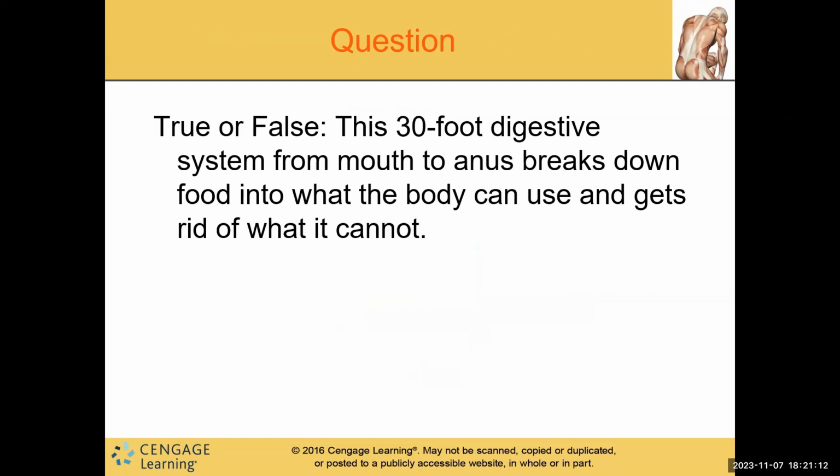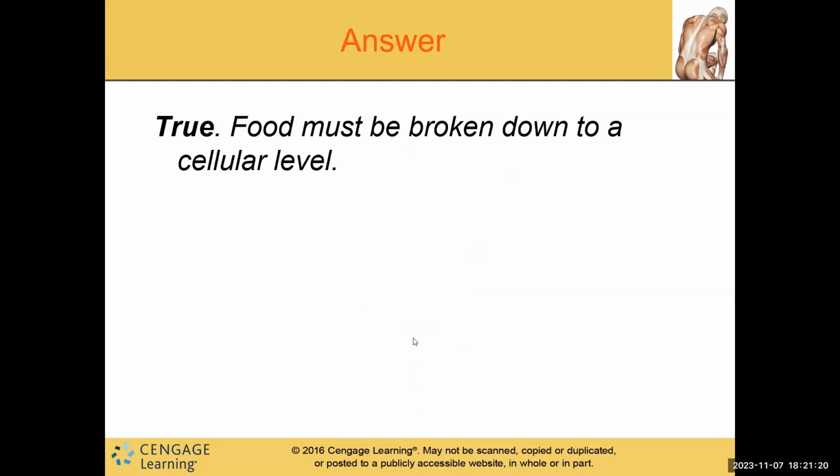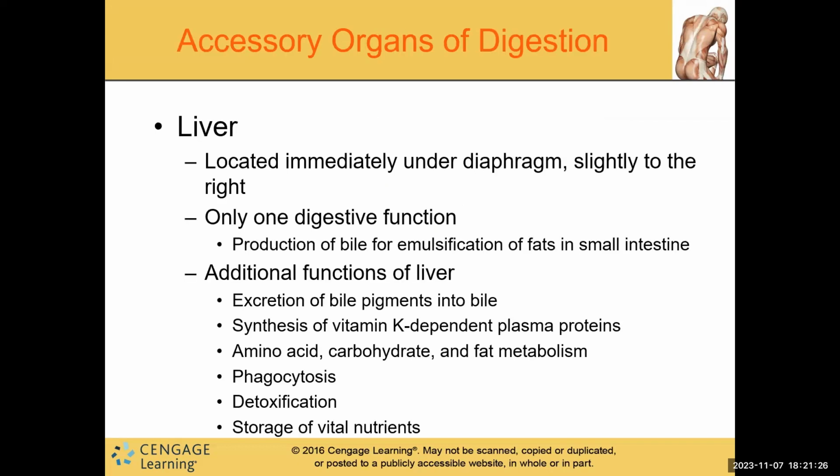True or false? This 30-foot digestive tract from mouth to anus breaks down food into what the body can use and gets rid of what it cannot. Absolutely true. Breaks it down to a cellular level. Any questions on any of that at this point? Okay.